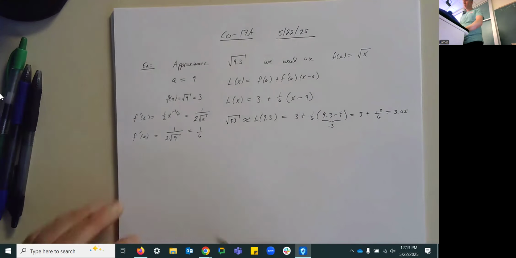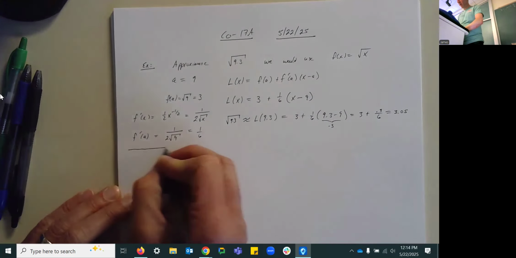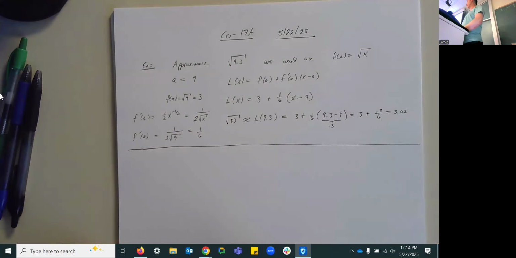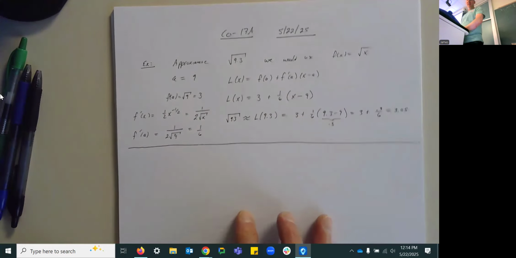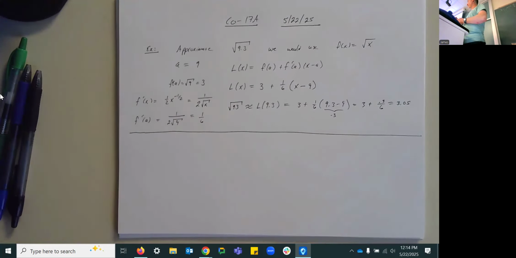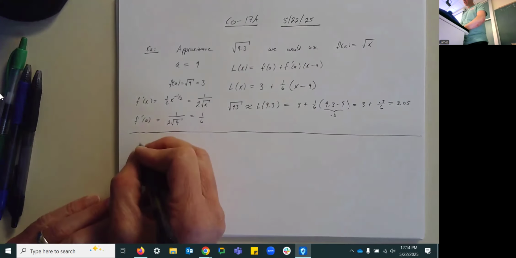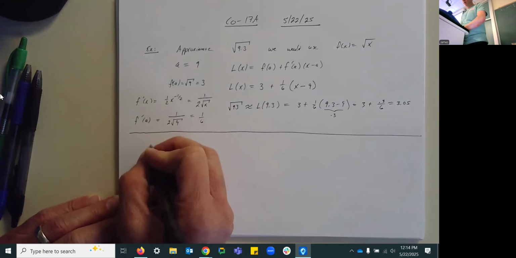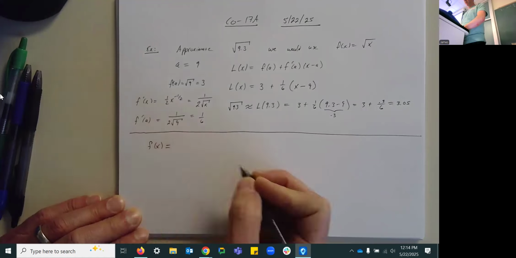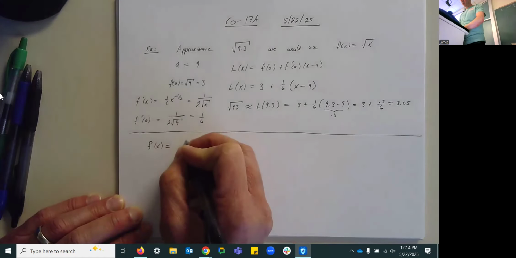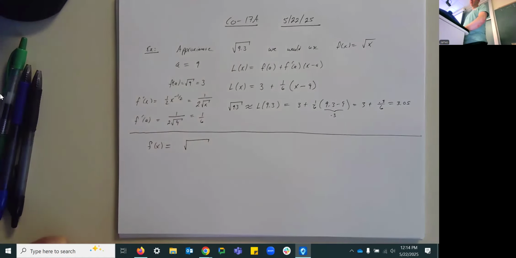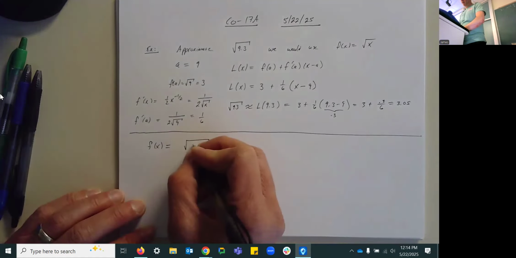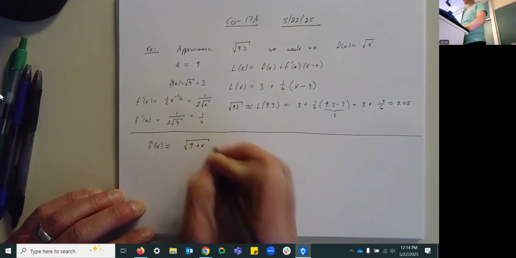However, there are some WeBWorK problems where you can't just do it so easily, because they try to make it a little bit harder than it needs to be. So let's look at the same example, but from a different lens. Instead, we're going to let f of x, they're just going to give us a function. Let's say it's the square root of 9 plus x.